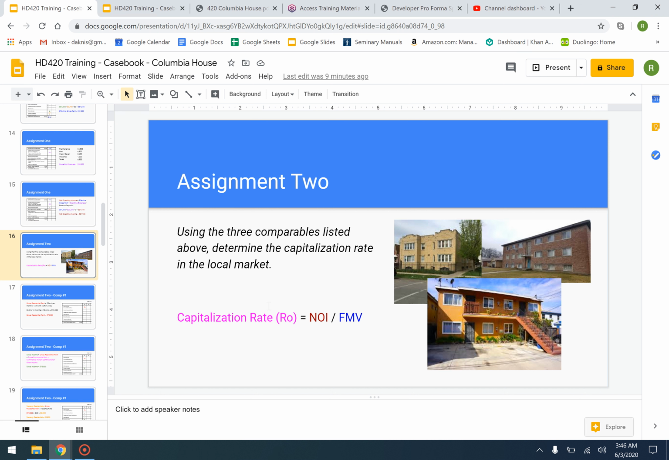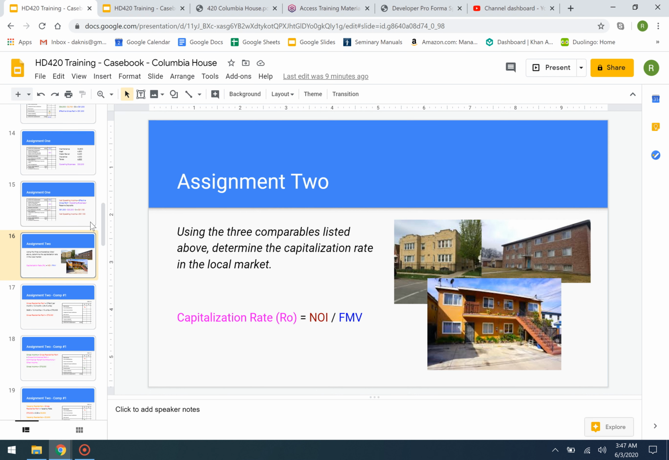I imagine that you've kind of done that. So capitalization rate equals the net operating income over the fair market value. So we take the net operating income, or the NOI, and we divide it by the fair market value. So we're just looking at the three comparables. So we're going to do 3 different NOIs and 3 different fair market values. Now, the fact pattern has already given us the fair market values.